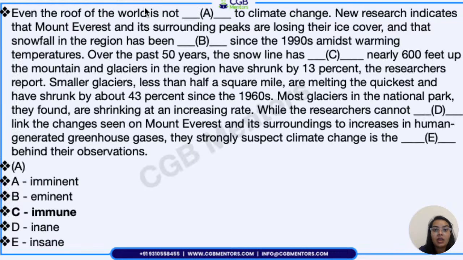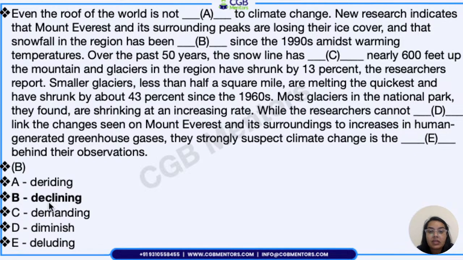I'll now start explaining. Even the roof of the world is not immune to climate change. So, something being immune to something is what we understand. Okay, whenever we see anything which is imminent, it is about to happen in a short time period. Eminent is someone who is important. Inane and insane people are the foolish people. So, of course, these two, along with the one that was in blank A, we had only this one.